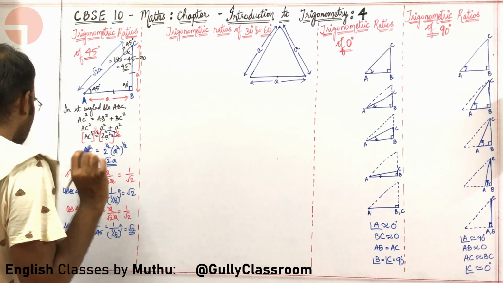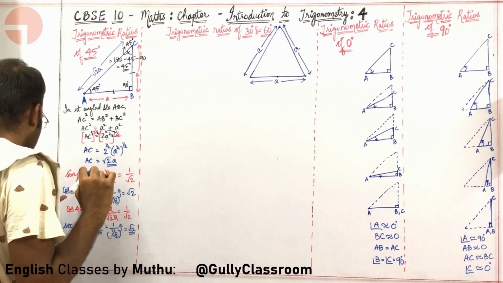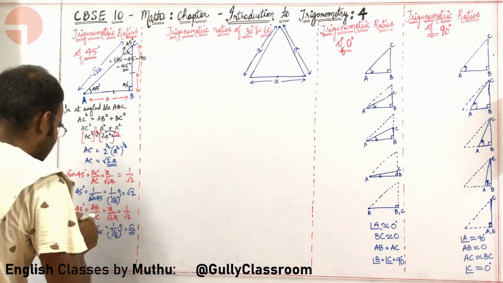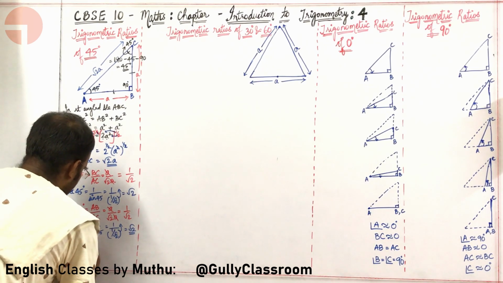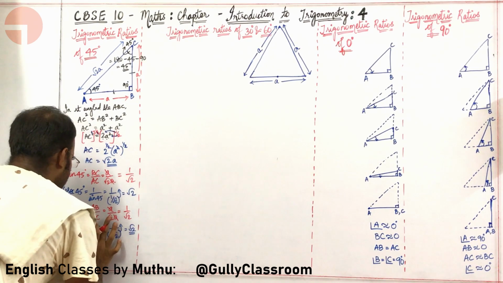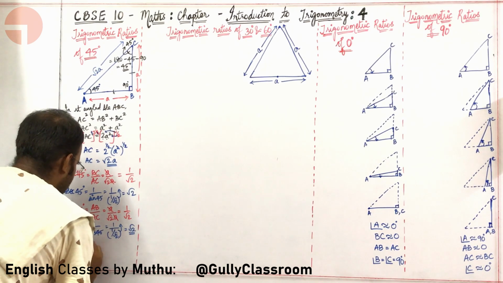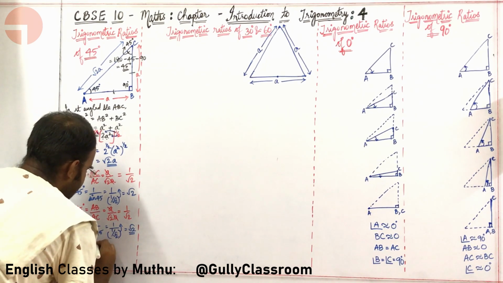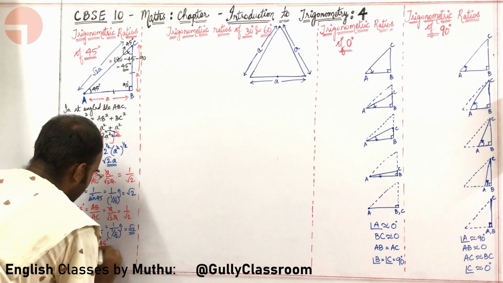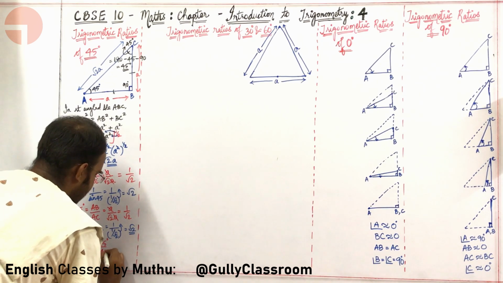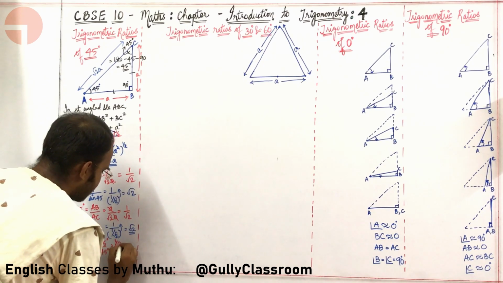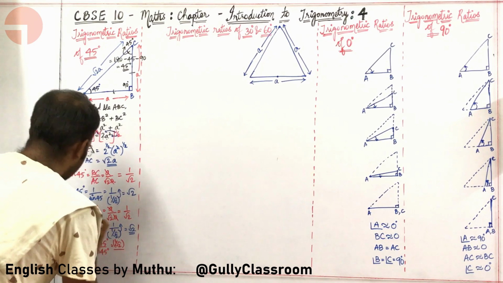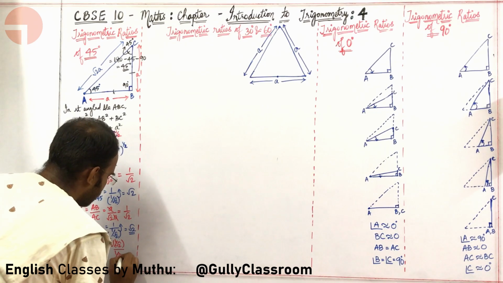Now I have found sine 45 and cos 45. I can easily find tan 45. What is the value of tan 45? Tan 45 is nothing but sine 45 divided by cos 45. Sine 45 is 1 by root 2, divided by cos 45, which is 1 by root 2.